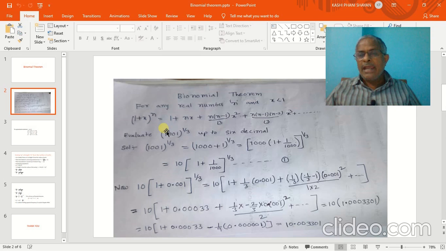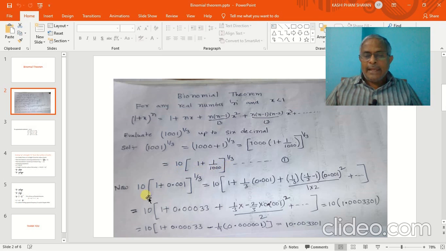Now this is useful to calculate numerical values. Now we are going to take one example. You have to find 1001 to the power of 1 by 3 up to 6 decimals. We see how we can find it. See, 1001 to the power of 1 by 3, you split into 2 terms, (1000 + 1) to the power of 1 by 3. Take 1000 as common: 1000 into (1 + 1 by 1000) to the power of 1 by 3. Now 1000 to the power of 1 by 3 comes outside, that is 10, because 1000 is 10 into 10 into 10. So 10 into (1 + 1 by 1000) to the power of 1 by 3.